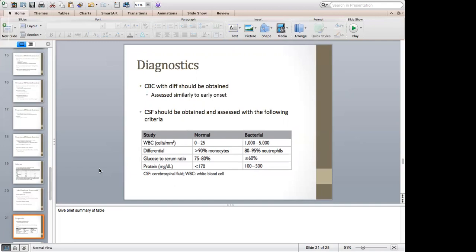And then looking at the cerebrospinal fluid, this is how you'll look at it, normal versus bacterial. If the white blood cells are between like 1,000 to 5,000 versus like 0 to 25, that would be indicative. Also, if the glucose to serum ratio is less than 60% instead of being around 70 to 80. And if the proteins are above 170, so if they're in the 300, 400, 500s, that would be indicative of infection.